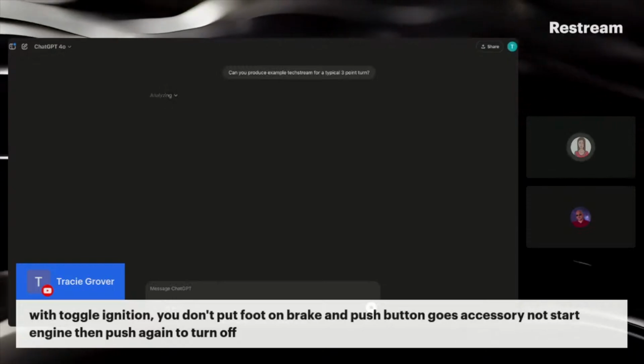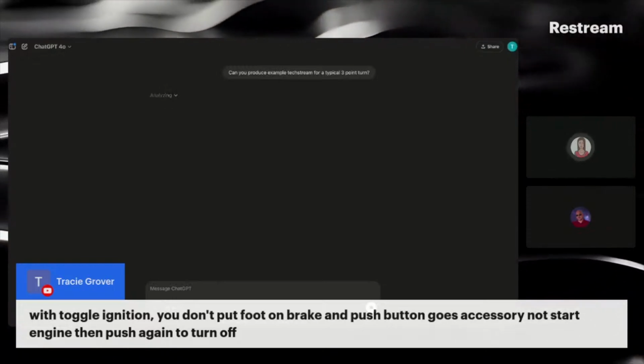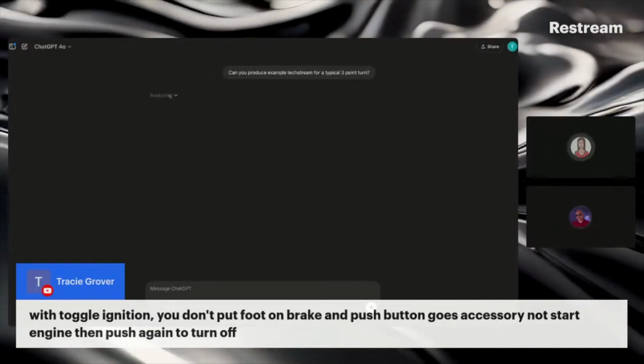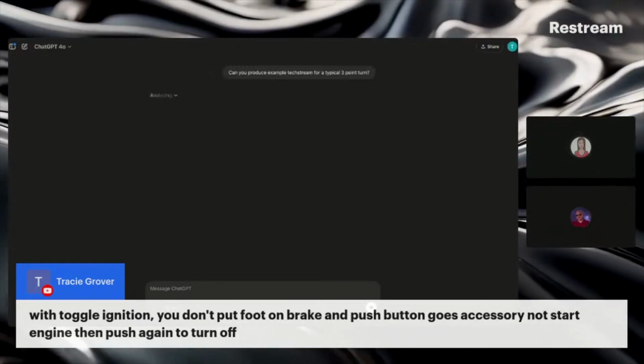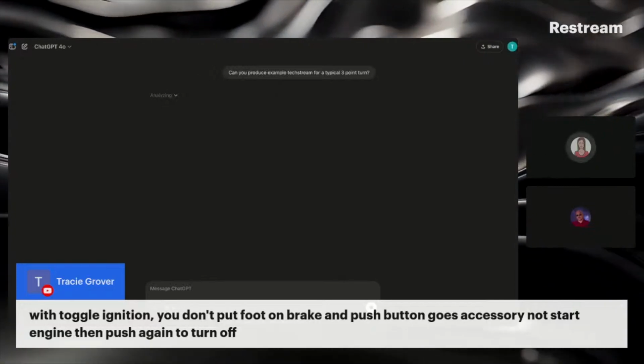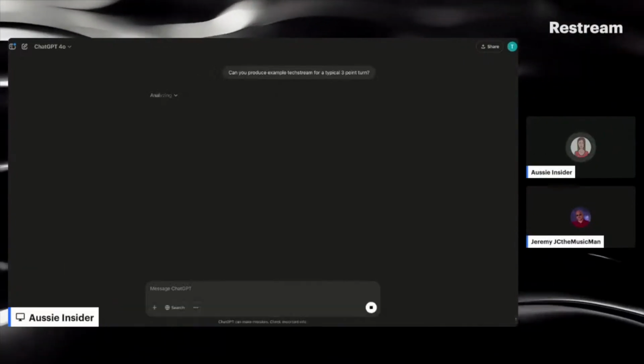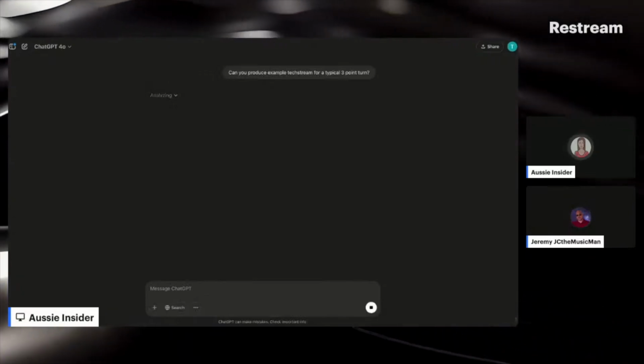Tracy, I think, is agreeing with you. With toggle ignition, you don't put foot on brake and push button, it goes to accessory, not start engine, then push again to turn off. Thank you. Like I said, I don't own one of those vehicles, so thanks for filling us in.